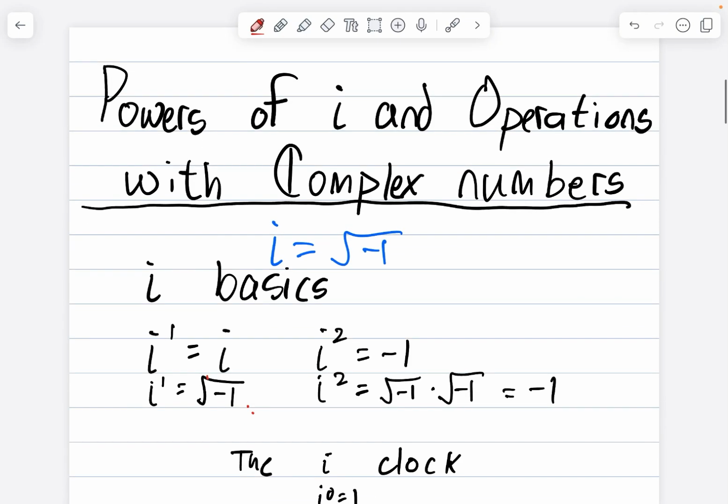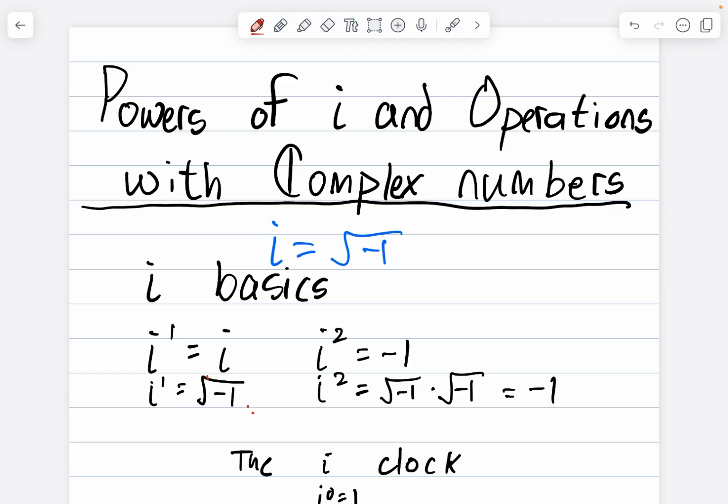Alright, hey everyone. Today we're looking at the powers of i and operations with complex numbers. So let's get started with the basics, right? What does i stand for? i is a useful tool mathematicians and scientists have come up with to help us solve negative radicals. So we can break up a negative radical into i times a positive number.